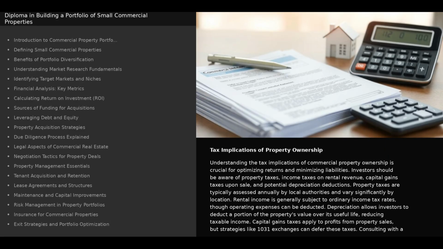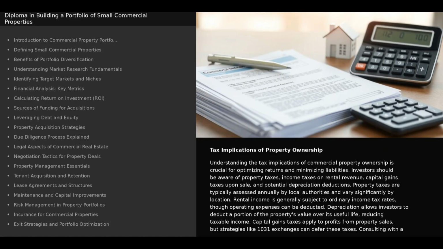Rental income is generally subject to ordinary income tax rates, though operating expenses can be deducted. Depreciation allows investors to deduct a portion of the property's value over its useful life, reducing taxable income. Capital gains taxes apply to profits from property sales, but strategies like 1031 exchanges can defer these taxes.